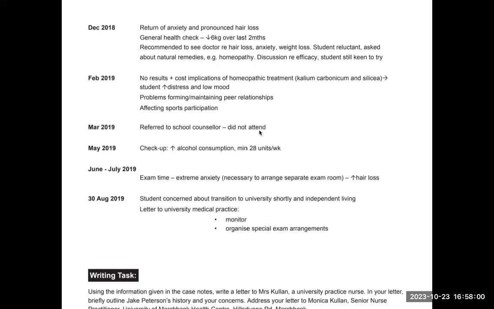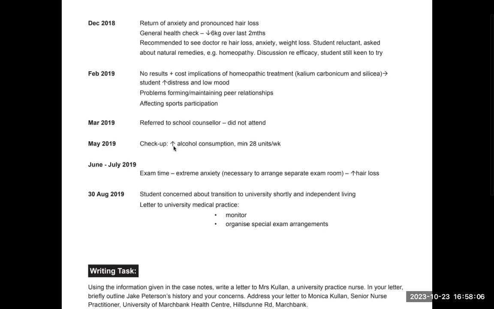Referred to school counselor, did not attend. So in March, we recommended that he should go to a school counselor, but he did not go. In May, checkup, increased alcohol consumption. So now he's probably having a problem of alcohol consumption as well. June to July, exam time, extreme anxiety, necessary to arrange separate exam room. So we had to arrange a separate exam room because he was having extreme anxiety, and there was increased hair loss as well with Jack Peterson. So these are the problems he has faced.